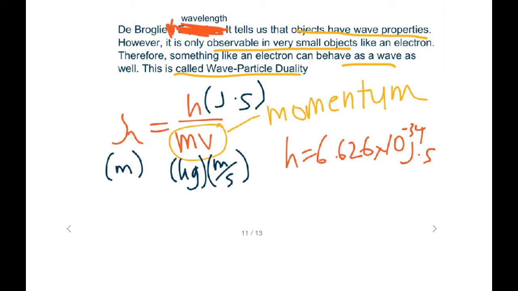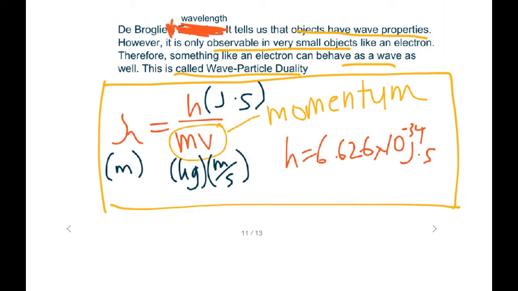So, the de Broglie wavelength can be calculated using this equation over here, which gives us the de Broglie wavelength in meters, and it is equal to Planck's constant. Remember, Planck's constant is 6.626 times 10 to the negative 34 joules times seconds, divided by mass times velocity. Now, mass is in kilograms and velocity is in meters per second. And something you might learn if you ever take physics is that mass times velocity is also known as linear momentum, or just momentum for simplicity.